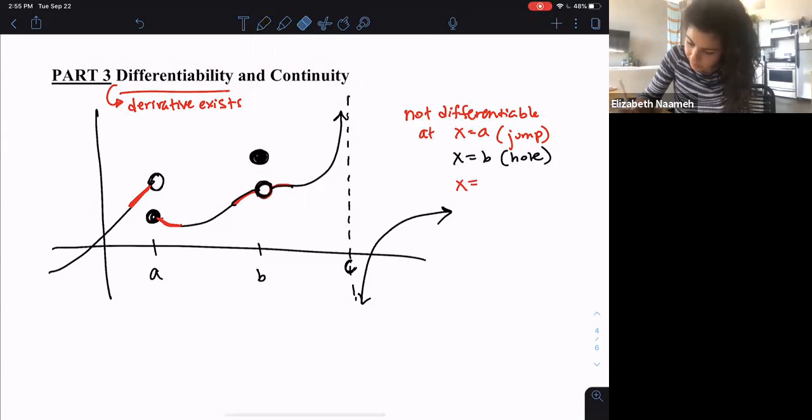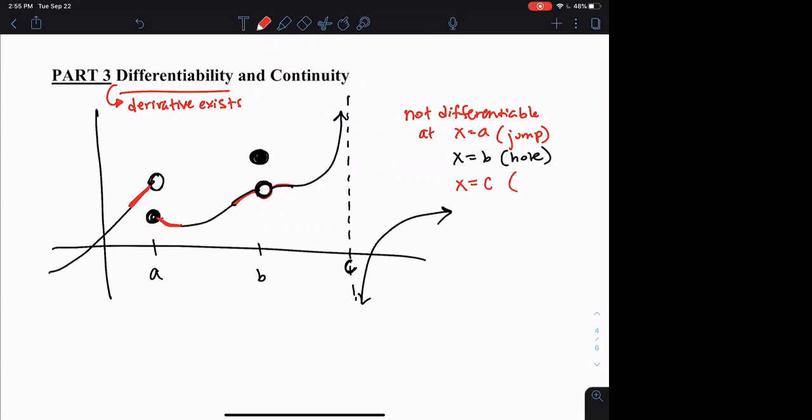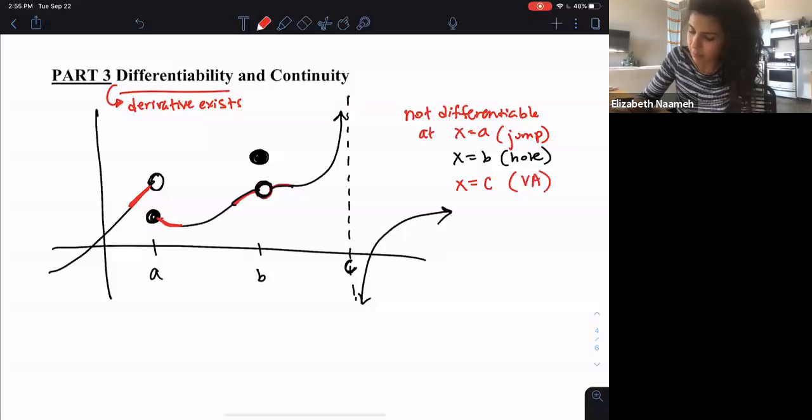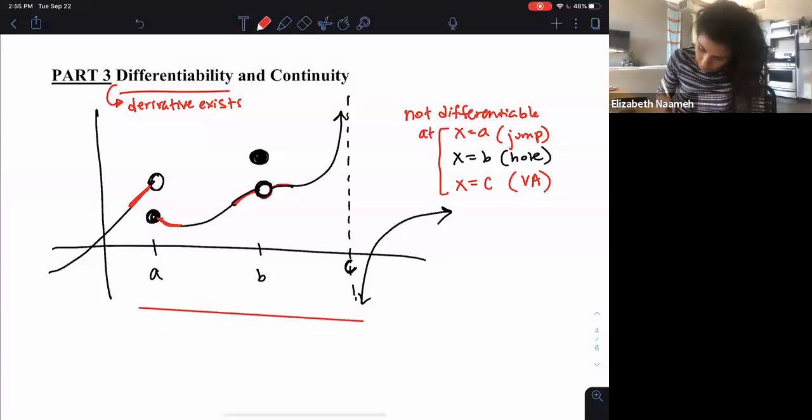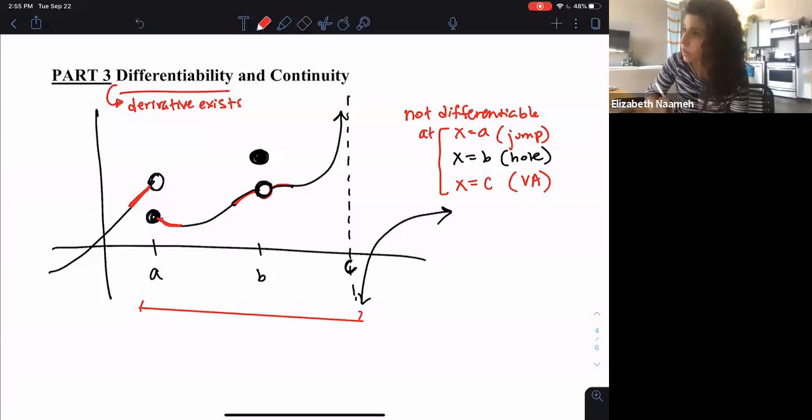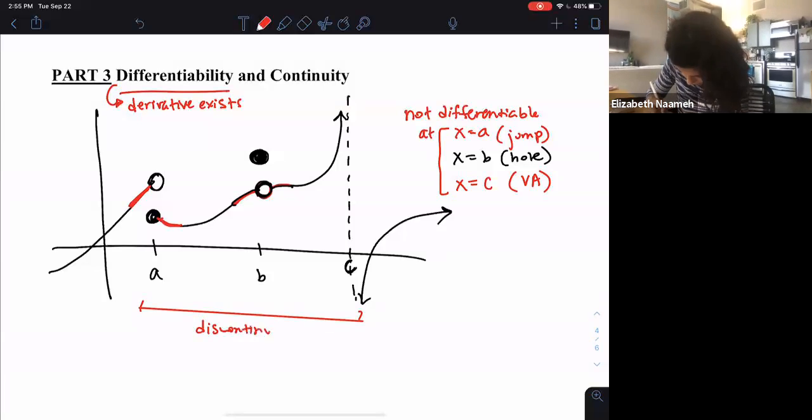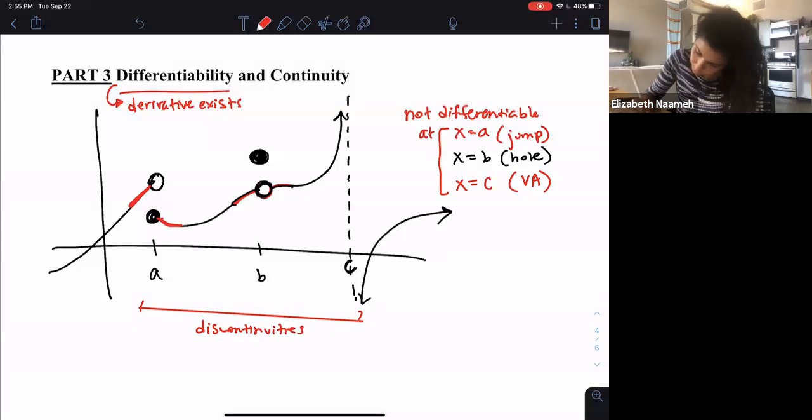At x equals c, what do we have happening? An infinite discontinuity. We have a vertical asymptote. So what you're learning is this: if there's a discontinuity, it's not differentiable. All of these are discontinuities. Write this down. We can't be differentiable at discontinuities.